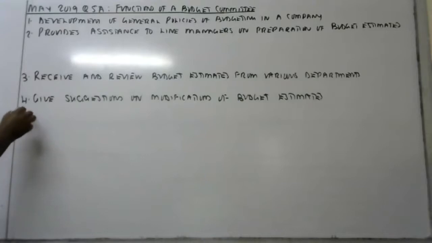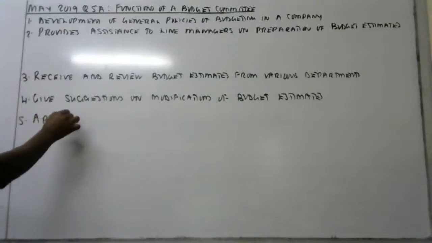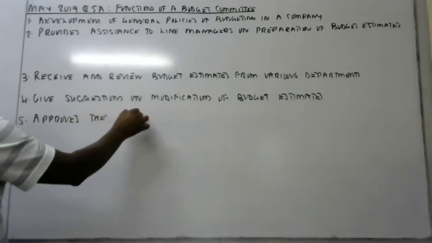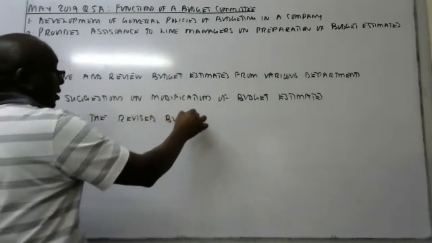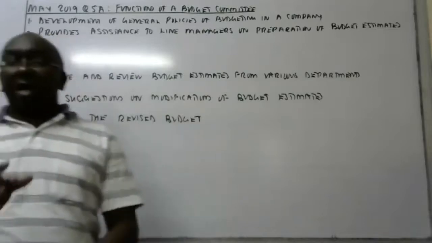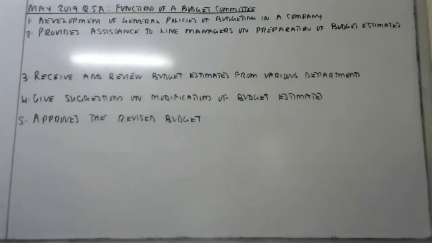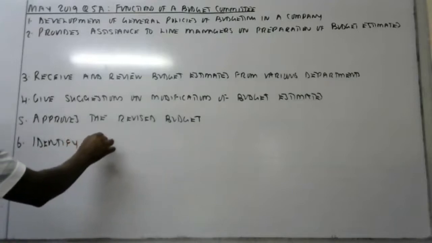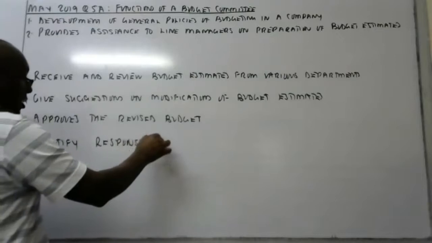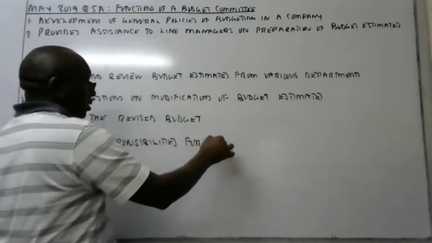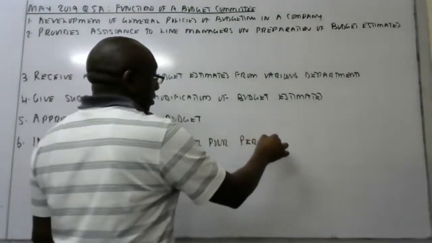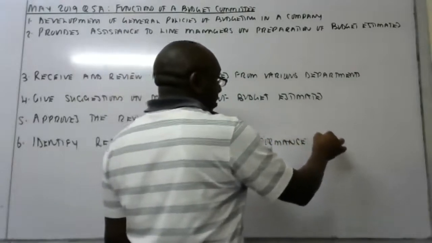Another very important function is that it approves the revised budget. The revised budget or budget estimates, once they recommend changes and people have revised them, then the budget committee approves. Another one is that they identify responsibilities for poor performance, and recommend corrective actions.